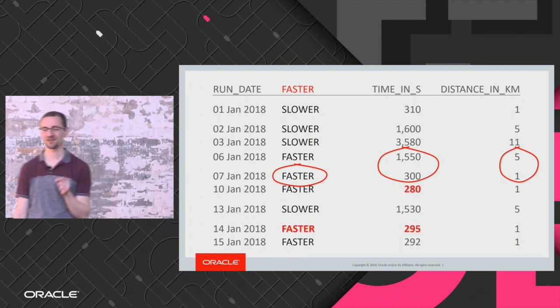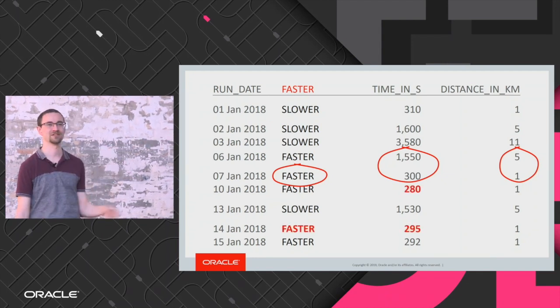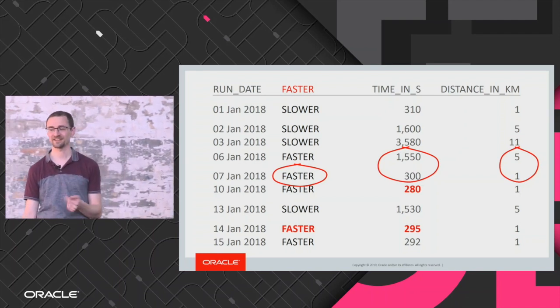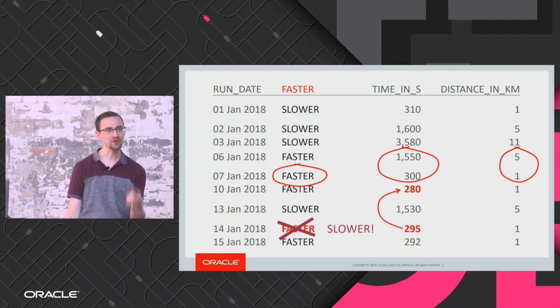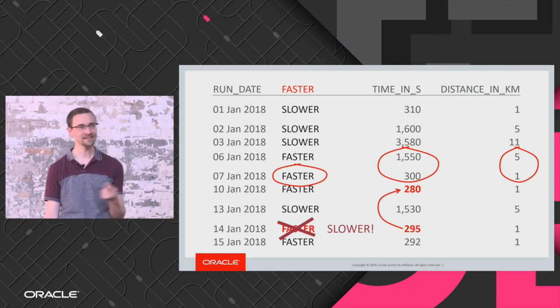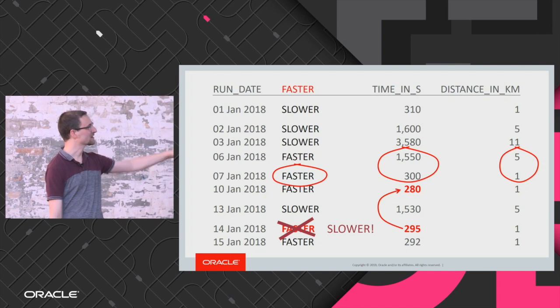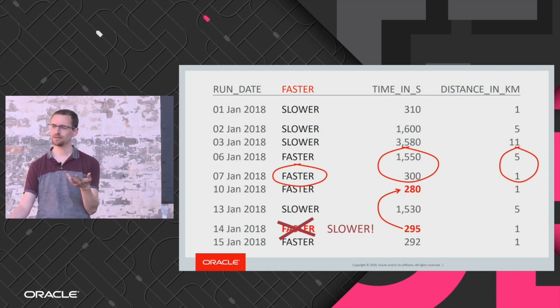But the problem gets a bit more interesting when we look at these 2 1K runs down at the bottom. I've tagged this one, the 14th, as faster. But actually, if we compare it to the previous 1K run, it is in fact like 15 seconds slower. I don't really want to mark it as faster. So how can we do this?